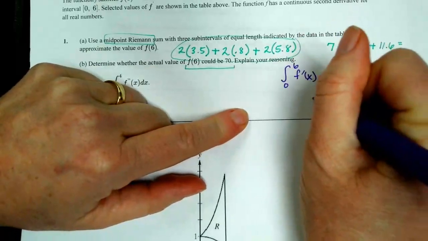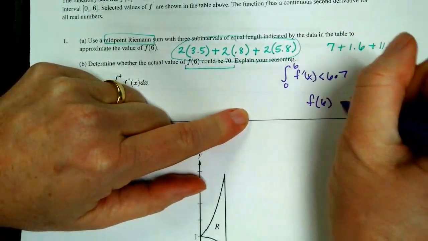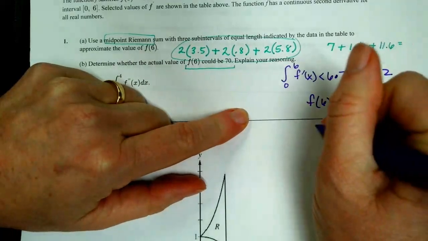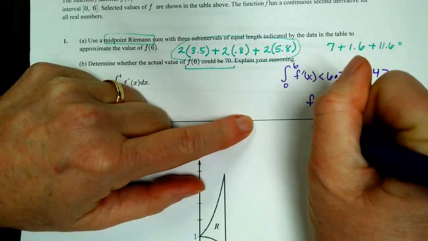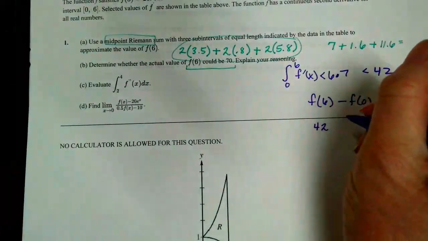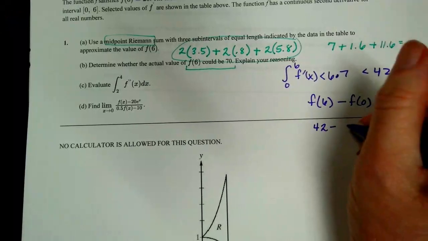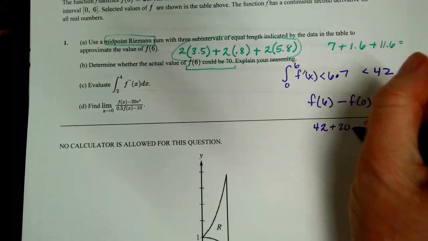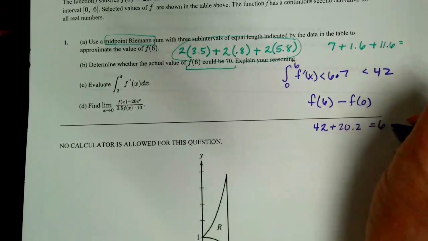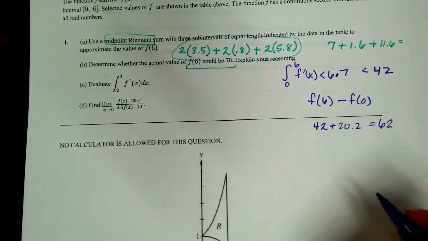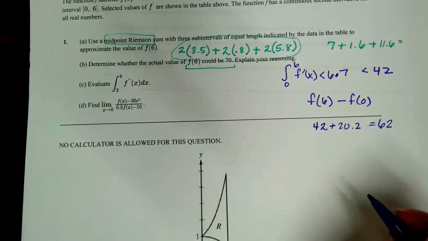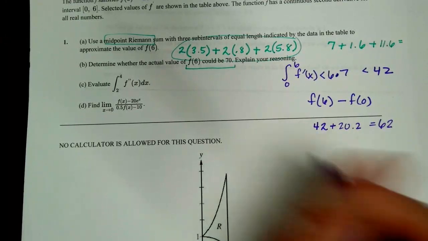And then they said that means f of 6 minus f of 0 is 42, and what did we get? 20.2, plus 20.2 or whatever. So it comes out to be 62, and it's not 70. So, yeah.